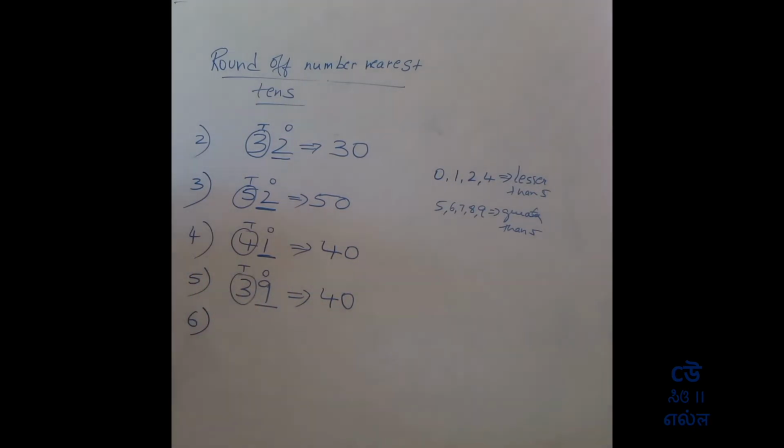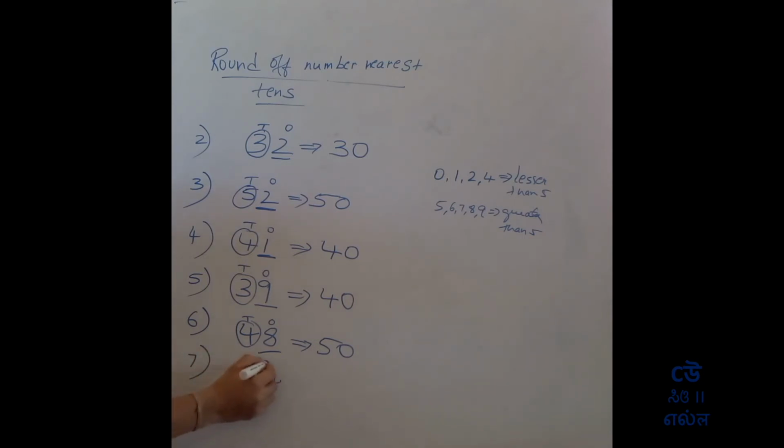Next problem: 48. Again we have ones place and tens place. We are circling the tens place value and considering the right side value, that is the ones place, 8. So is 8 greater than 5 or less than 5? 8 is greater than 5. So we have to increase one number in the tens place. That is, 4 will be increased to 5. Next, the ones place value will be 0. Okay.